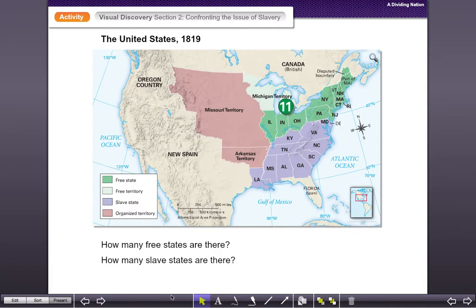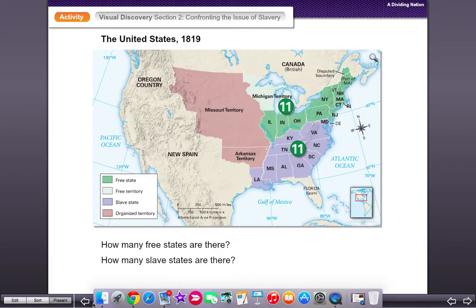How many slave states are there? Well, slave states are in purple. 1, 2, 3, 4, 5, 6, 7, 8, 9, 10, 11. Huh. Let's see. 11. Look at that. Well, okay, so we've got an even amount of free states and slave states.